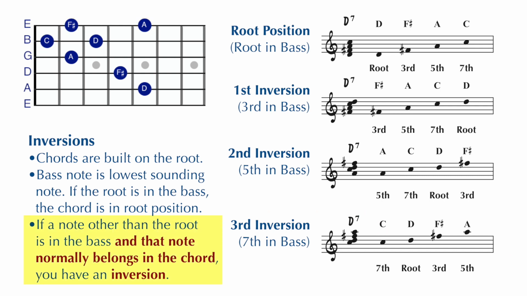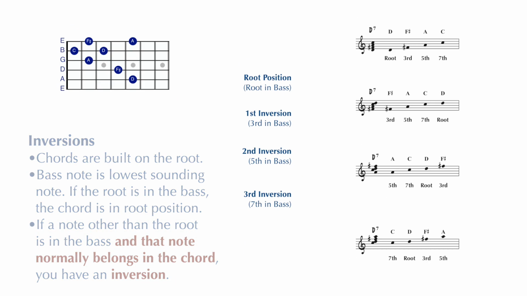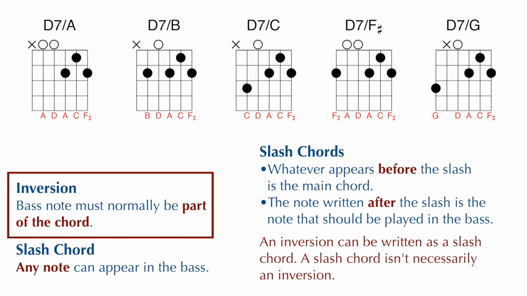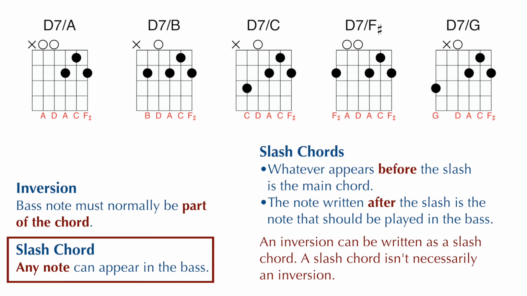Again, the main thing to remember is that for a chord to be an inversion, the lowest sounding note must still belong in that chord. This is not the case with slash chords. With an inversion, the bass note must belong in the original chord. With a slash chord, any note can appear as the bass note.